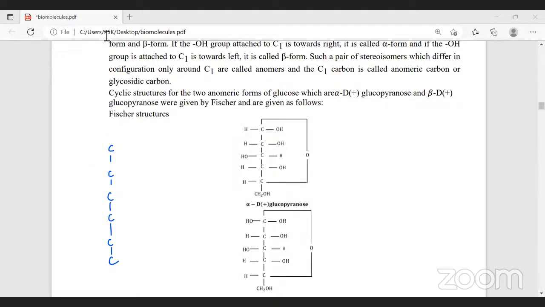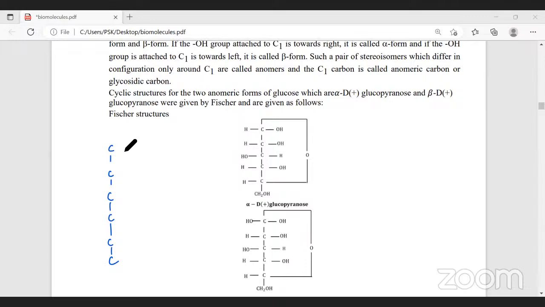So in the previous classes, we were learning about the structure of glucose. Now we will learn the ring structure and disaccharides so that the carbohydrates can be finished today, and then we can go for other biomolecules. Now, 6 carbon atoms in a straight chain.